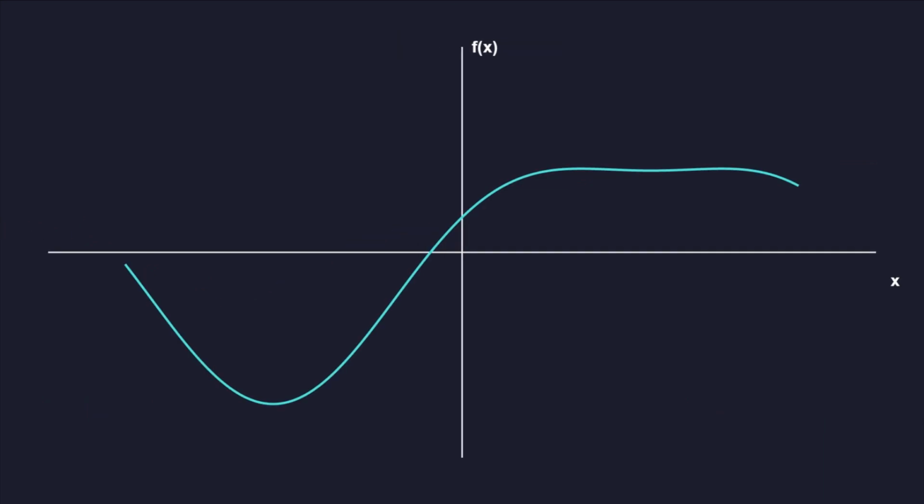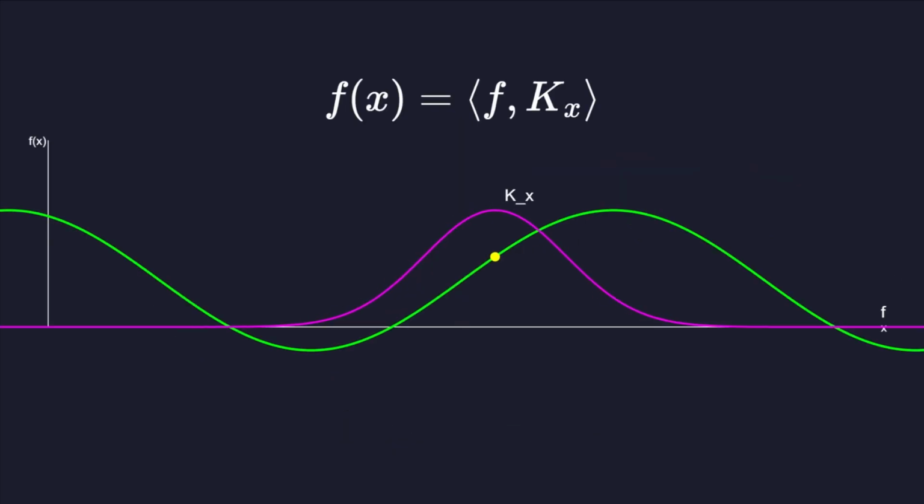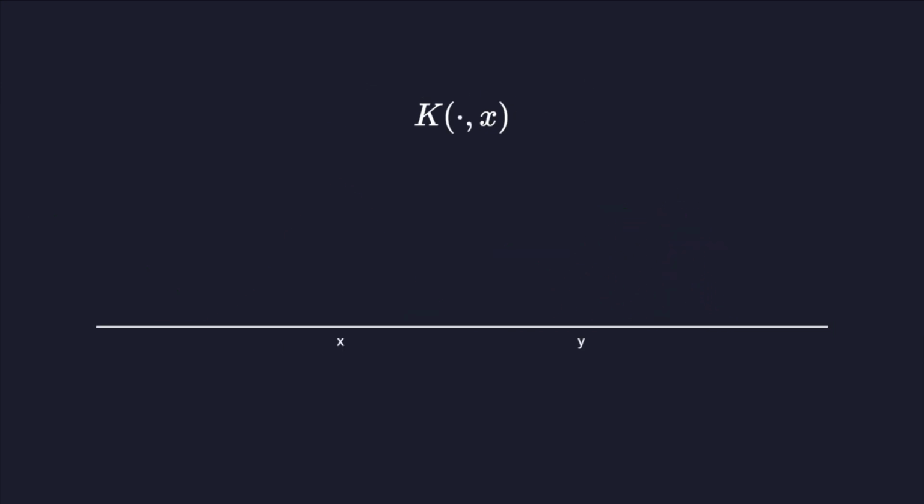The Riesz representation theorem states that for every continuous linear functional, there exists a unique element in the Hilbert space that represents it. In the context of evaluation, this element is exactly the kernel function centered at that point. The reproducing property identifies the function value at any point x as the inner product of the function with the kernel at x.